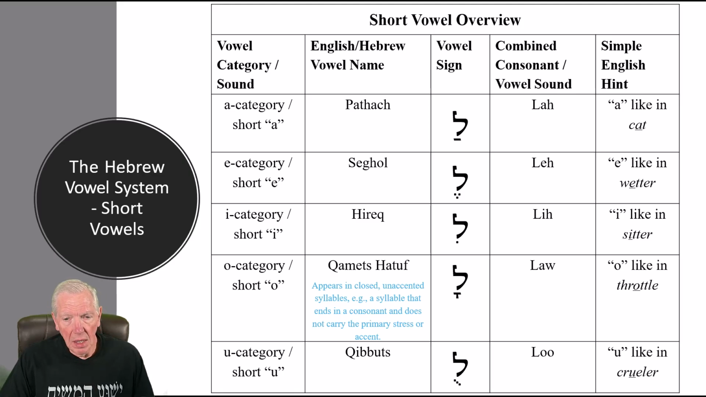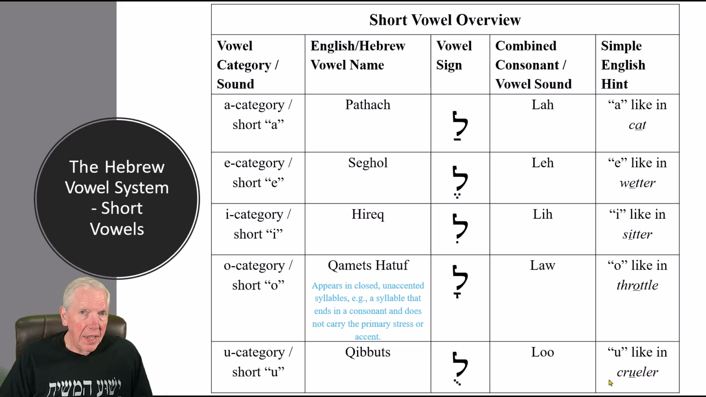And then we've already talked about this, the kibbutz. It has that U sound, and it's 3 dots that are arranged in a downward sort of an angle, and it's pronounced with an oo, like in crueler. That's a kibbutz. And it's pretty rare. You won't see a lot of those, but you will definitely see them in biblical Hebrew.